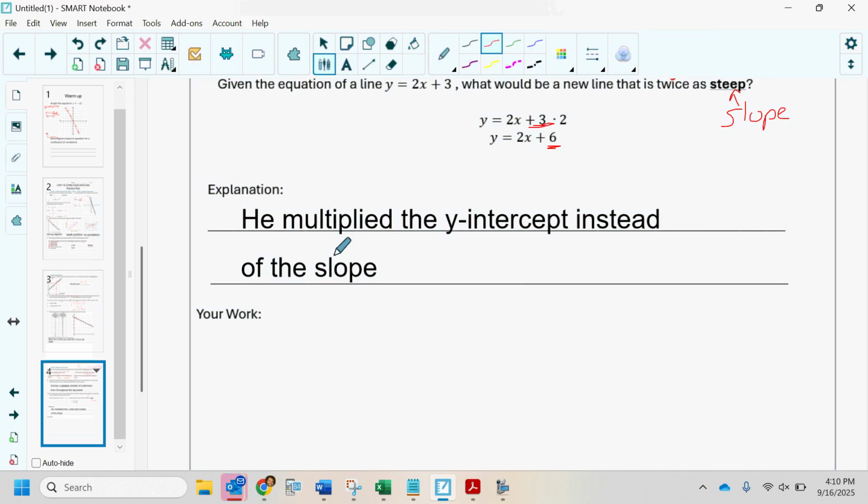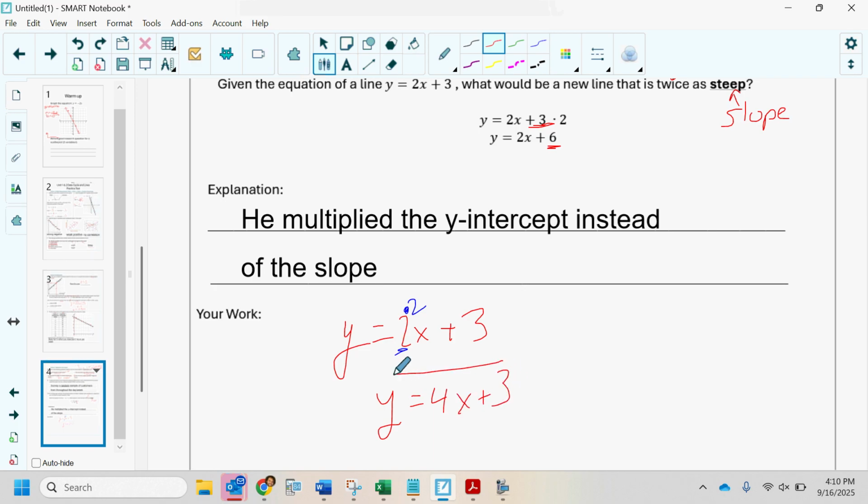So what would be the correct work? Well, we can write it out. So y equals 2x plus 3. Now we want to multiply by 2 our slope, which is this. And so when we write it out, we have y equals 4x plus 3. So notice how the slope changes, but the y-intercept does not.